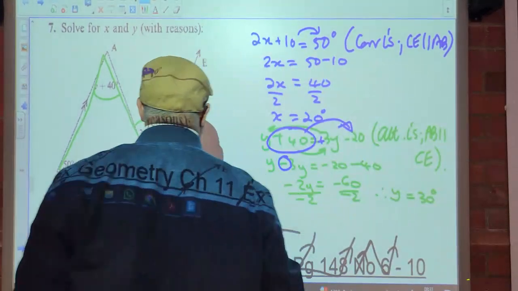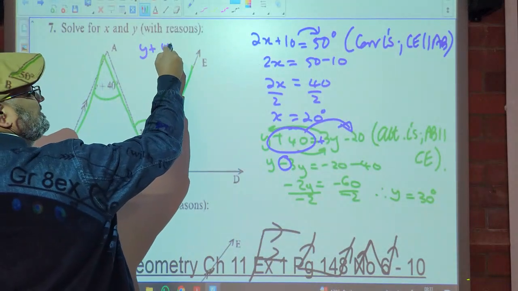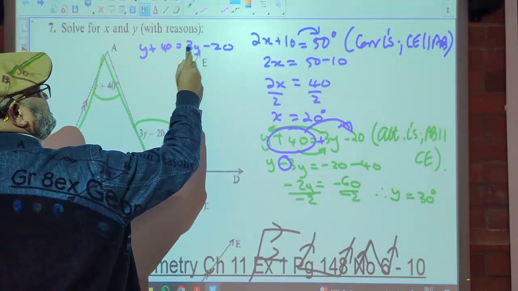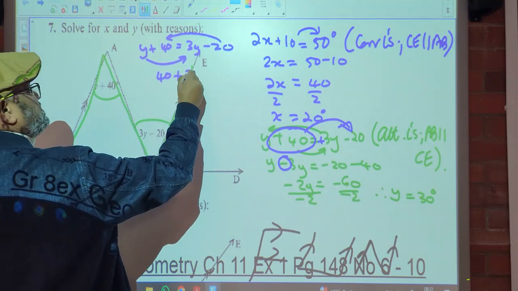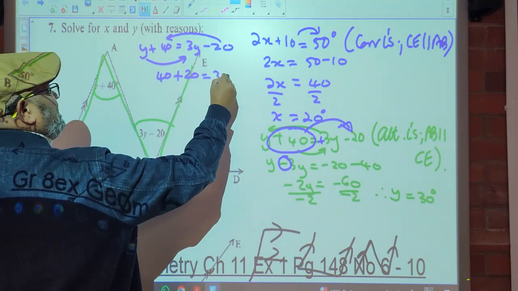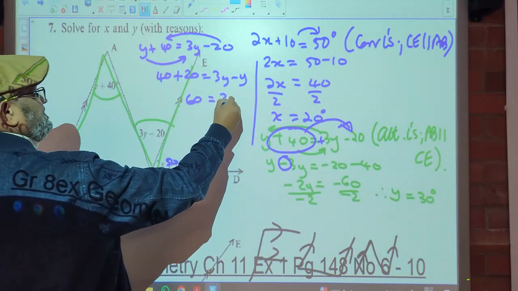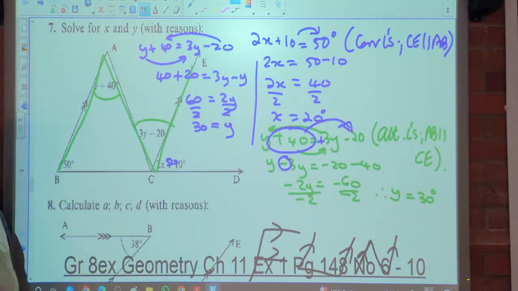Otherwise I could have gone the other way. I could have said if we got y plus 40 equals 3y minus 20, and I took the 20 that way and the y that way, then you're going to become 40 plus 20 is equal to 3y minus y, which is 60 is equal to 2y. Divided by 2 both sides. So y is 30. Okay. Any other confusion?